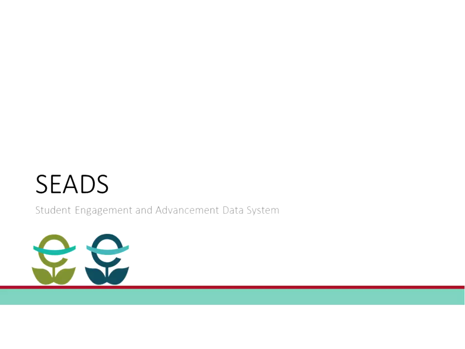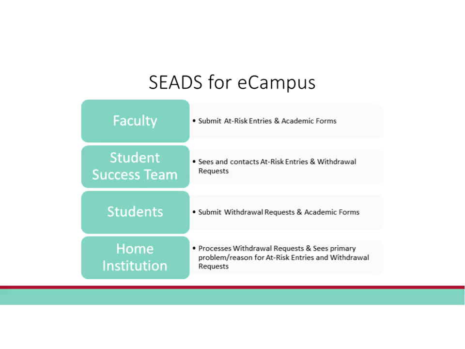And that brings us to SEADS, which is what you'll use to actually submit those at-risk entries. SEADS originally just started out as an at-risk tool, and it's evolved into so much more, and there are so many different users that use SEADS now. Our faculty, of course, use it for your at-risk entries and to submit academic forms. Our Student Success Team uses it. That's where we can see your at-risk entries, and also where we can see and respond to any withdrawal requests. The students have a login to SEADS, and that's where they will go in to actually submit a withdrawal request or a student academic form.